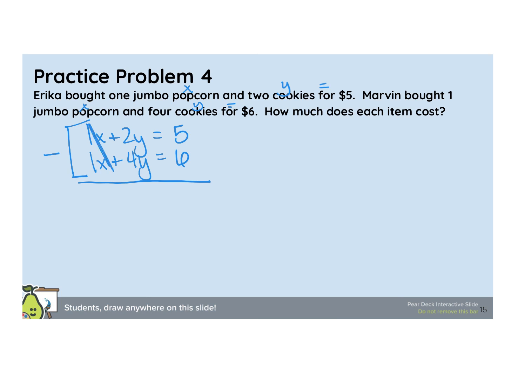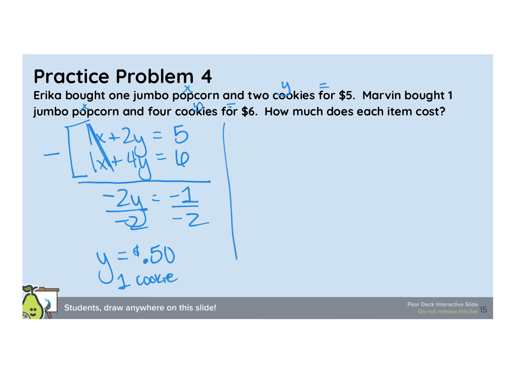2 minus 4 is negative 2Y. 5 minus 6 is negative 1. One-step equation, divide by negative 2. Y is 1/2, but this is money, right? So I'm going to write it as a decimal, 50 cents. What's 50 cents? 1 cookie. Y is cookies, right? Yes. So 1 cookie is 50 cents.